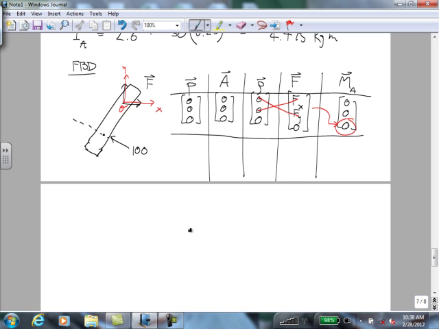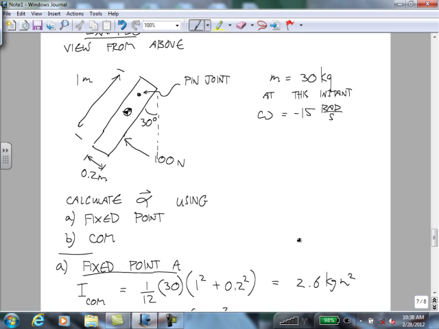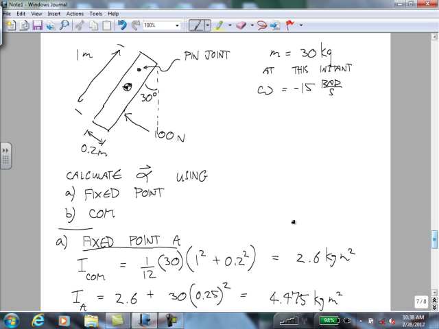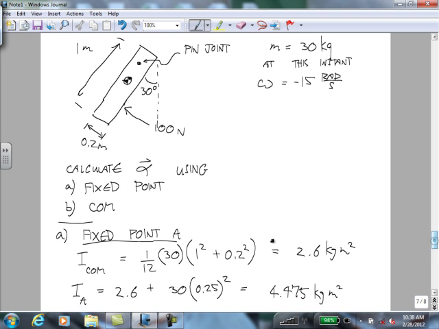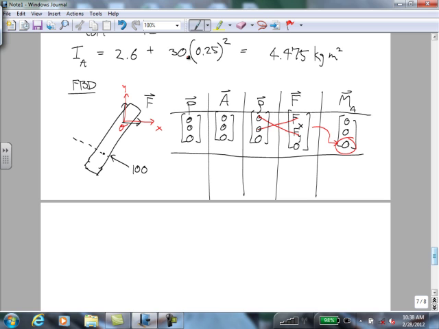Okay. Now how about that 100 Newton force? You can move any of these forces along their line of action without changing the problem once you've decided what you're going to call a rigid body. So let's just move it to here to make it a little simpler. We know that this angle's 30 degrees, and this distance is 0.5.